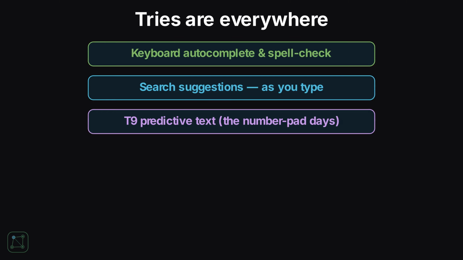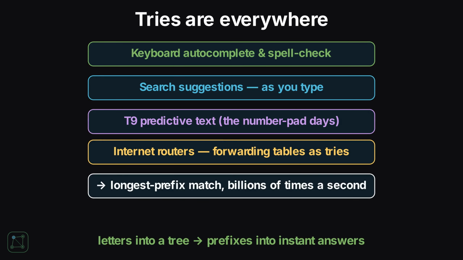Tries are everywhere words and prefixes matter. The keyboard, autocomplete, and spell checker on your phone. The search suggestions that drop down the instant you start typing a query. The old T9 predictive text on number pads. And one you'd never guess, the internet itself. Routers store their forwarding tables as tries and use longest prefix matching to decide where each packet goes, a trie lookup happening billions of times a second across the globe. Letters into a tree, prefixes into instant answers.